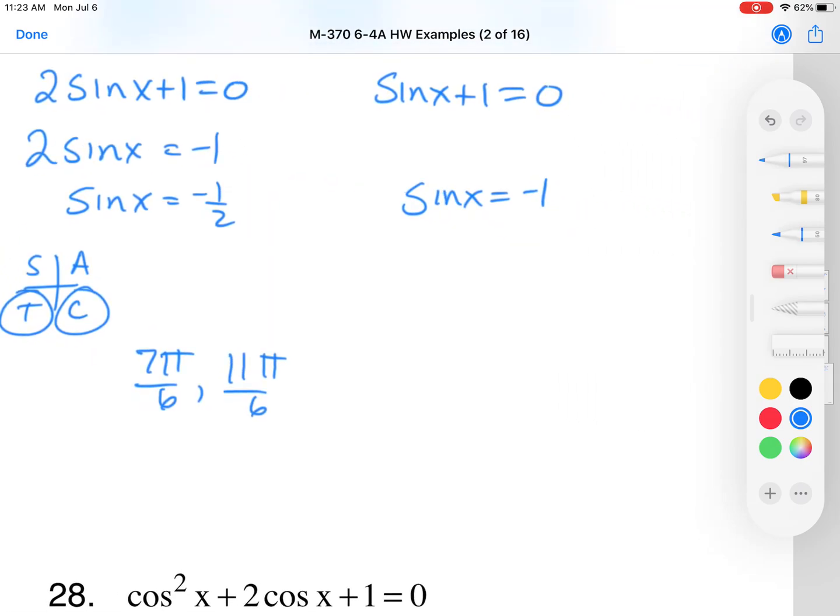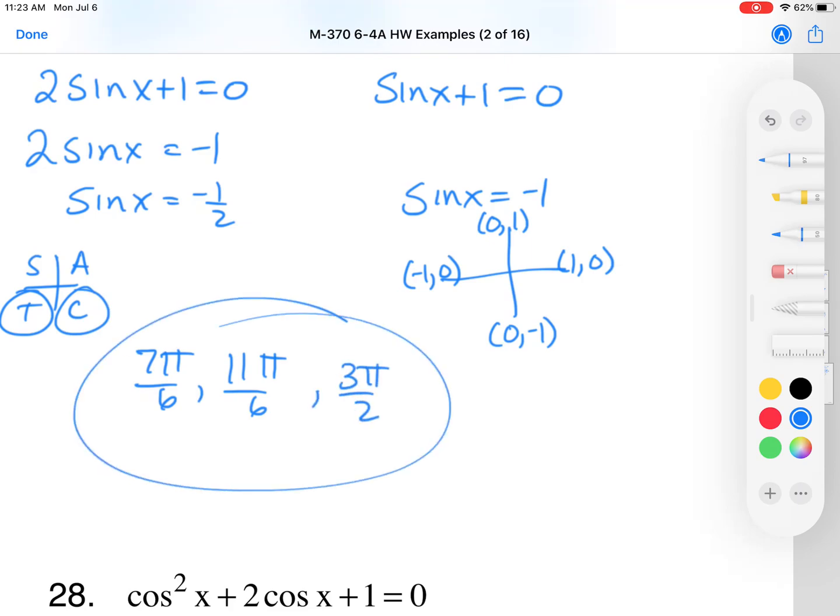Now, sine of x equals negative 1. Sine corresponds to the y's. This has a y height of 0. This has a y height of 1. Neither of those are our answers. This has a y height of 0, but this has a y height of negative 1, and so it's also 3 pi over 2 from the visual there. That's what you're doing in 6.4. I apologize that there was no formal lecture, but hopefully this will suffice for that.